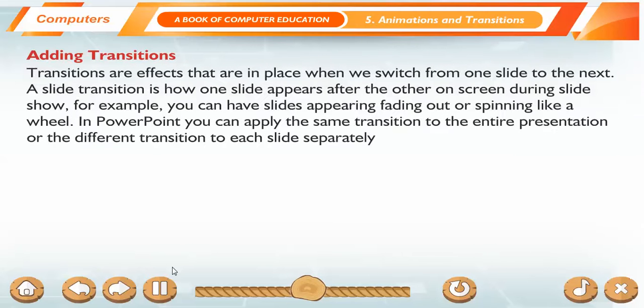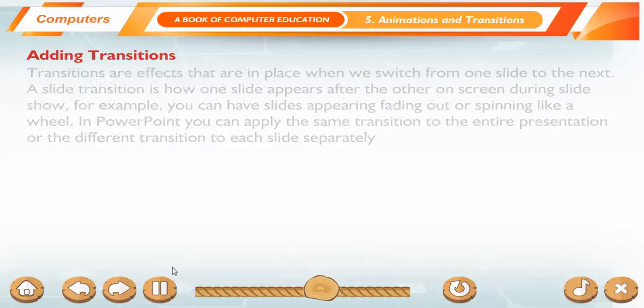Adding transitions. Transitions are effects that are in place when we switch from one slide to the next. A slide transition is how one slide appears after the other on screen during slideshow. For example, you can have slides fading out or spinning like a wheel. In PowerPoint, you can apply the same transition to the entire presentation or a different transition to each slide separately.